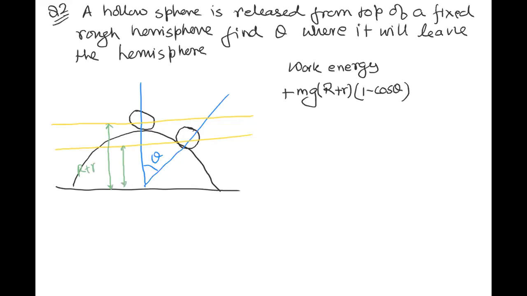और ये वाली डिस्टेंस is (R plus r) cosine theta because the hypotenuse of this right angle triangle is R plus r. Therefore, the work done will be this much. This will be equal to the final kinetic energy.